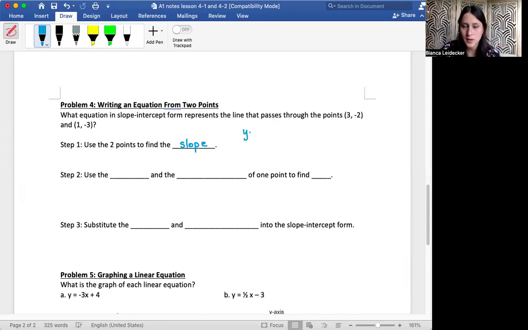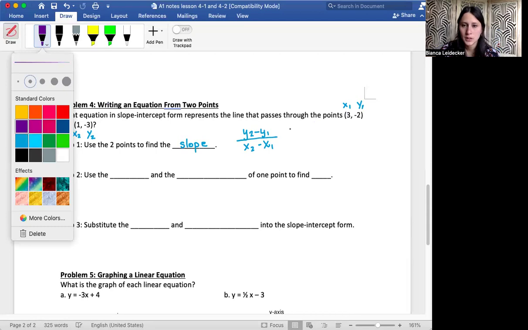We've talked about this before. It's y2 minus y1 over x2 minus x1. And so since you have 2 points, I'm going to label this as my point 1. So it's x1, y1. And this point would be x2, y2, because I'm going to look at this as my second point. Then I'm going to replace them with numbers.